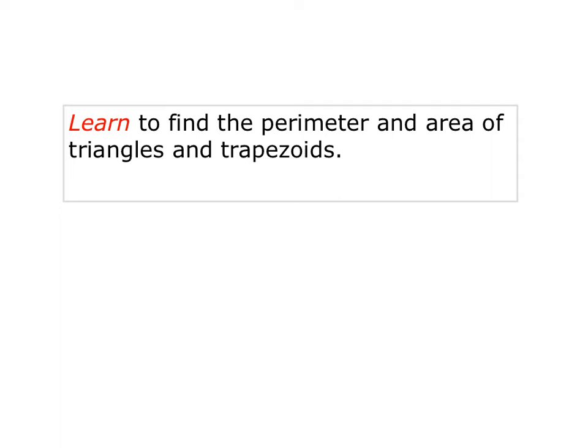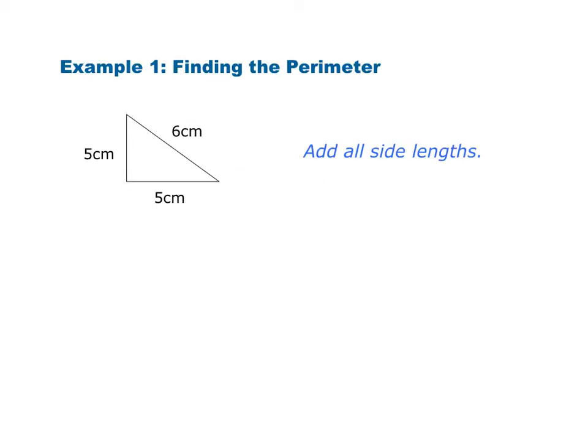Alright, so today we're continuing our review of area and perimeter, and we are going to mainly talk about triangles and trapezoids. So we're going to start by finding the perimeter of a triangle. So perimeter, remember, is always the same. It's just the distance around a figure. So here we would just add up all of our sides. So the perimeter is going to equal 5 plus 5 plus 6, or 16 centimeters, because we have the unit on this one.